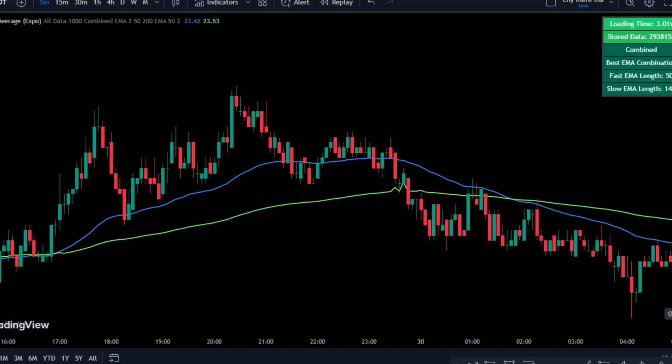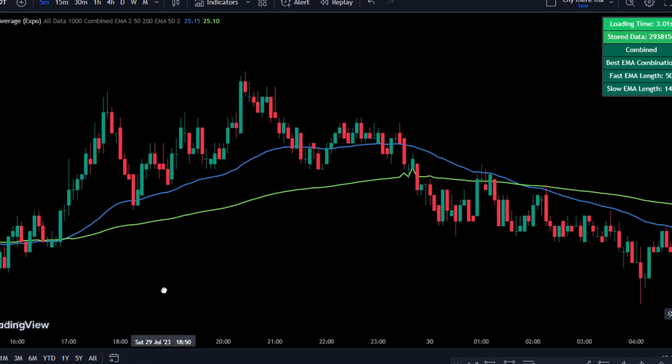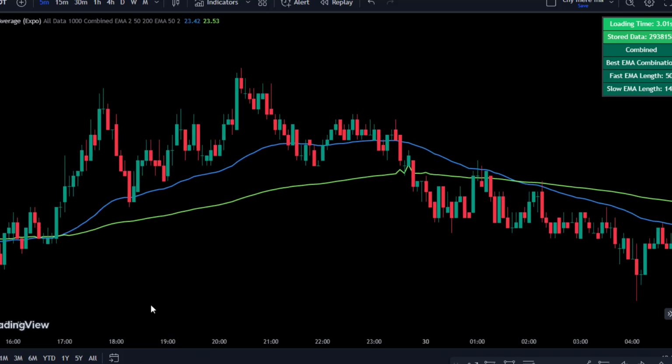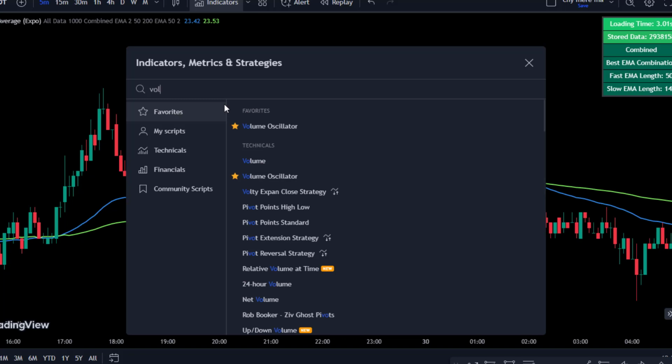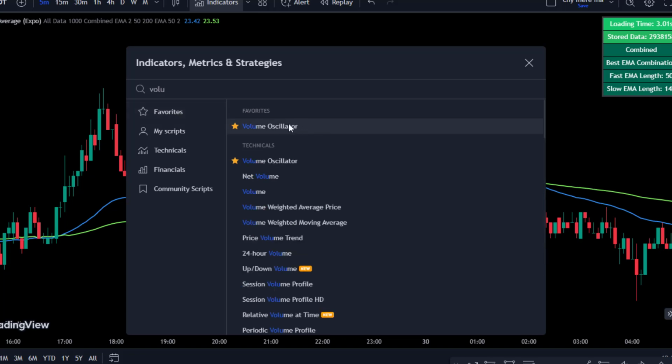To avoid some of these false signals given by the indicator, we apply the volume oscillator. To add this indicator on our chart, we navigate to the indicator search bar. There we search for volume oscillator. Select the one made by TradingView.